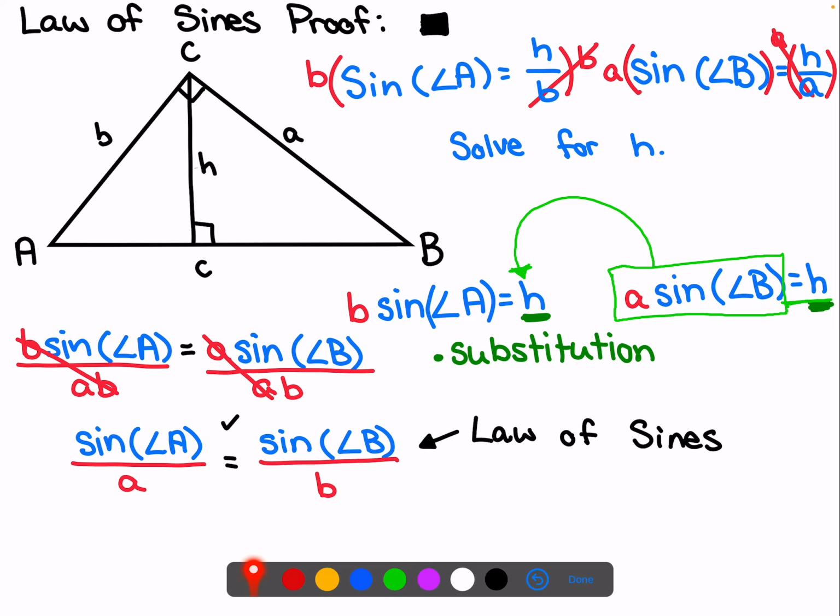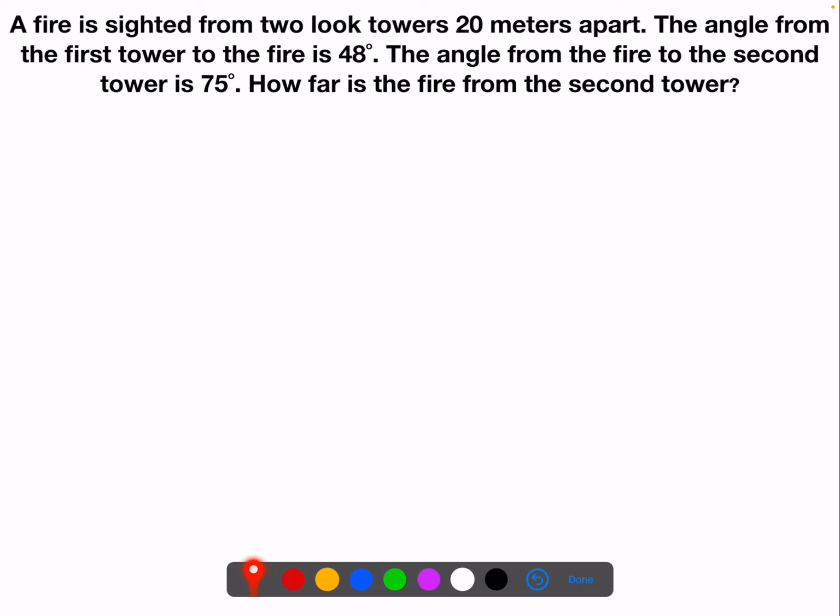All right, our final question of the day. A fire is sighted from two lookout towers 20 meters apart. The angle from the first tower to the fire is 48 degrees. The angle from the fire to the second tower is 75 degrees. How far is the fire from the second tower?